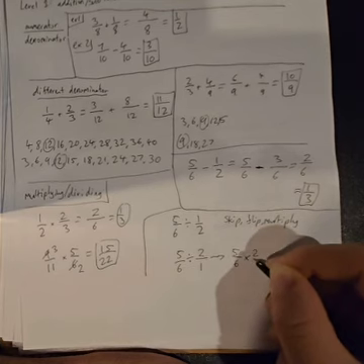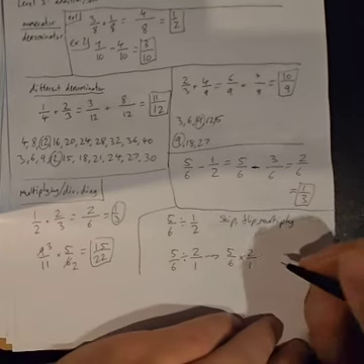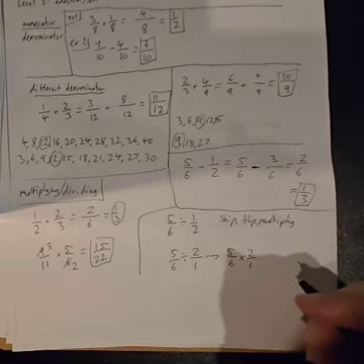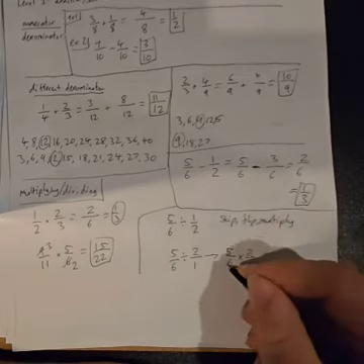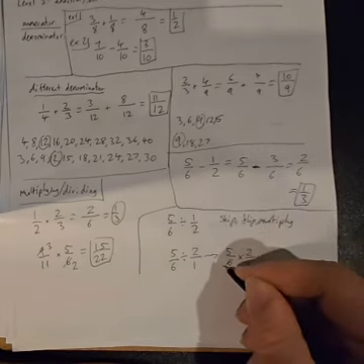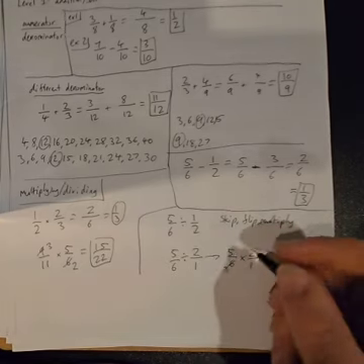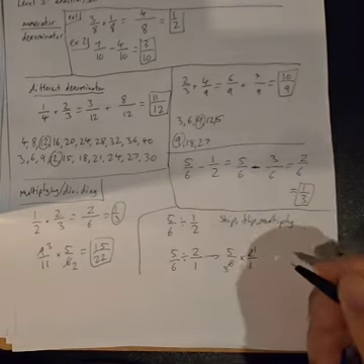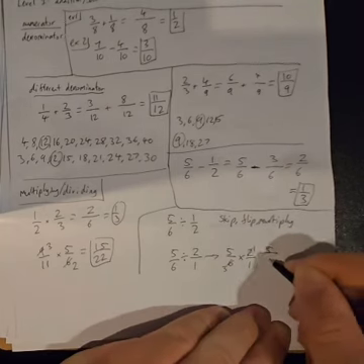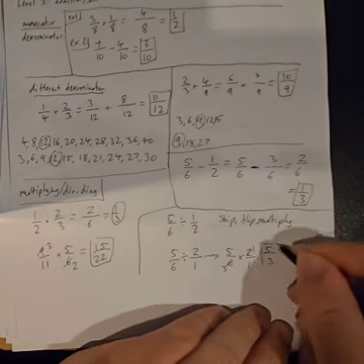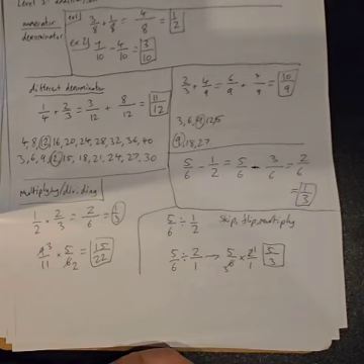5/6 times 2 over 1. And now we can just do it. Now you might also notice 2 and 6, they have a common factor of 2. We cancel out a 6 and put a 3 here because 2 times 3 is 6, and the 2 we get rid of and put a 1. So that gets 5 times 1 is 5, over 3 times 1 is 3. That's the answer, 5 over 3.